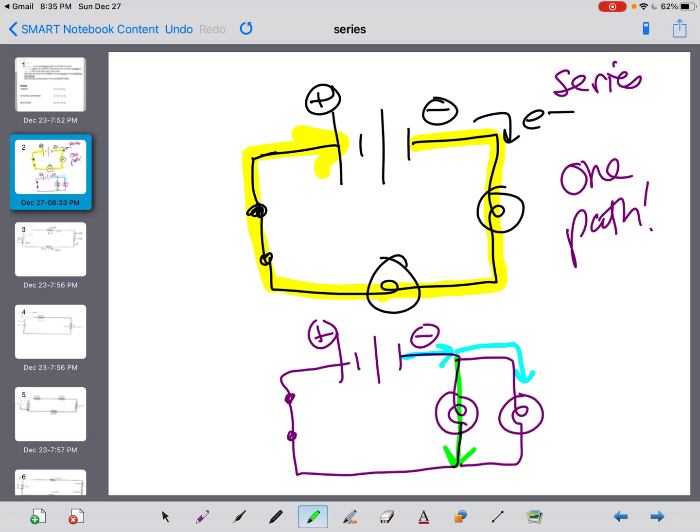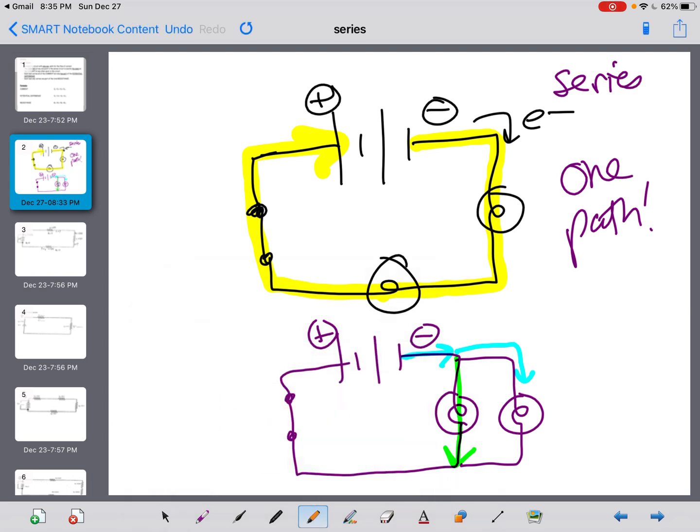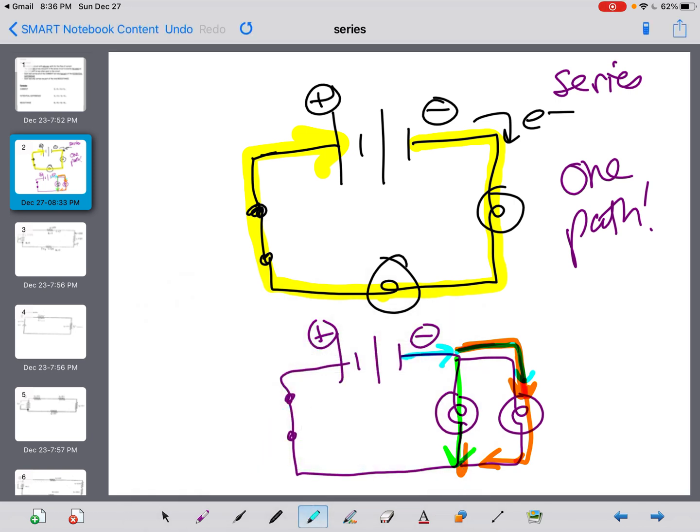So the electrons were all together on the blue path. Maybe I'll change the color here. Okay. So on this blue path, they were together. But then at this fork in the road, the electrons basically split up. So some electrons went down one path, some went down in the other. Now at this point here, they're now going to rejoin each other once again.